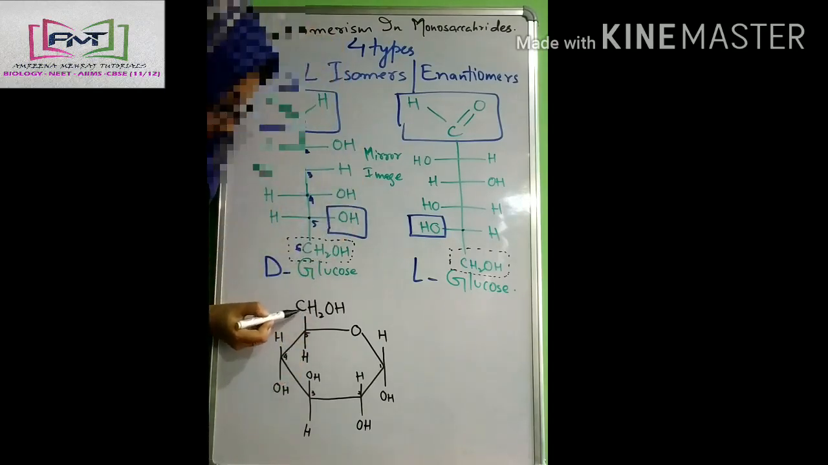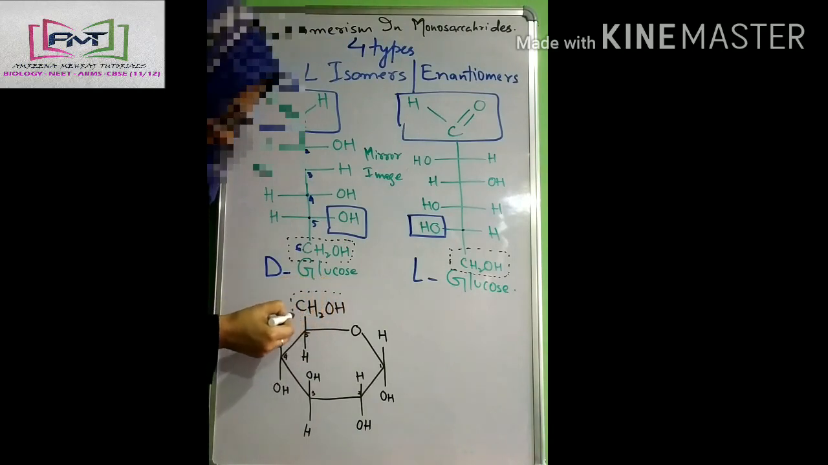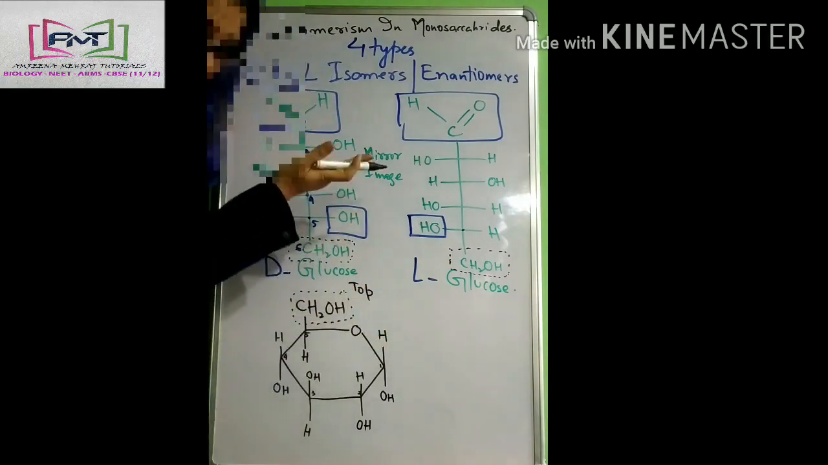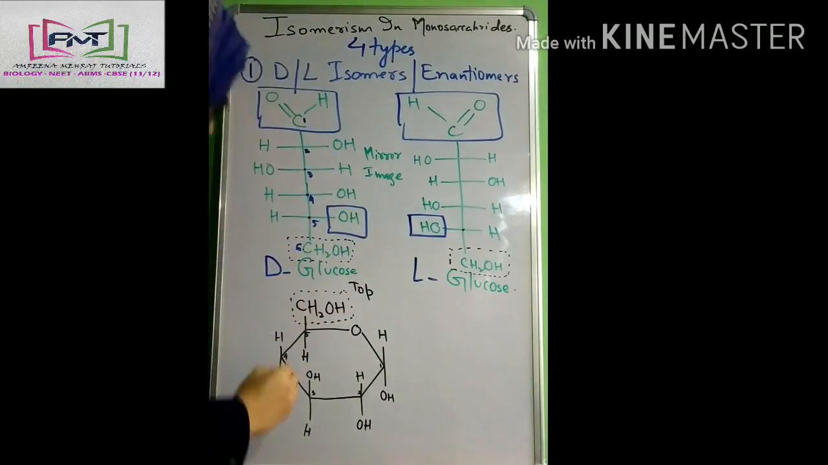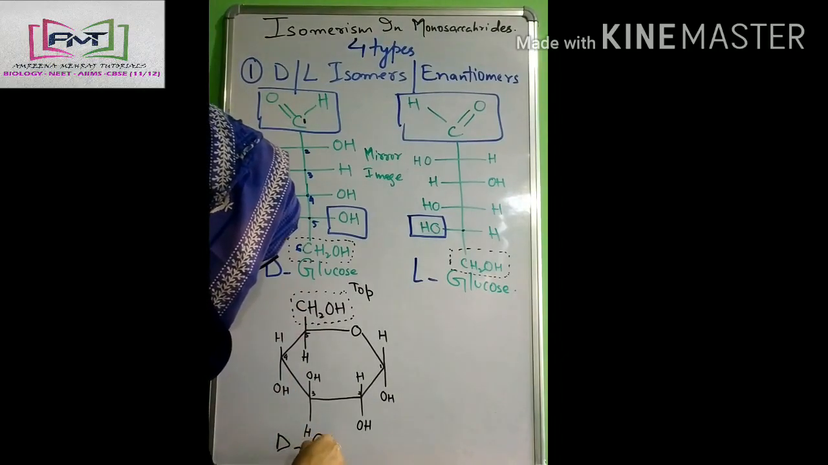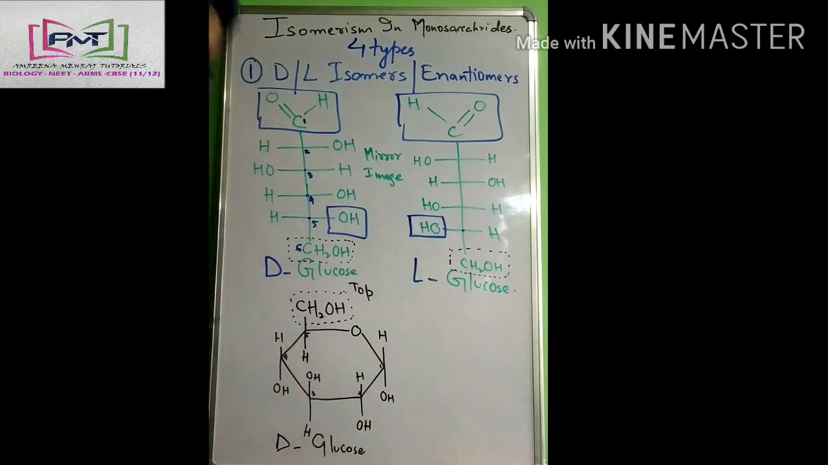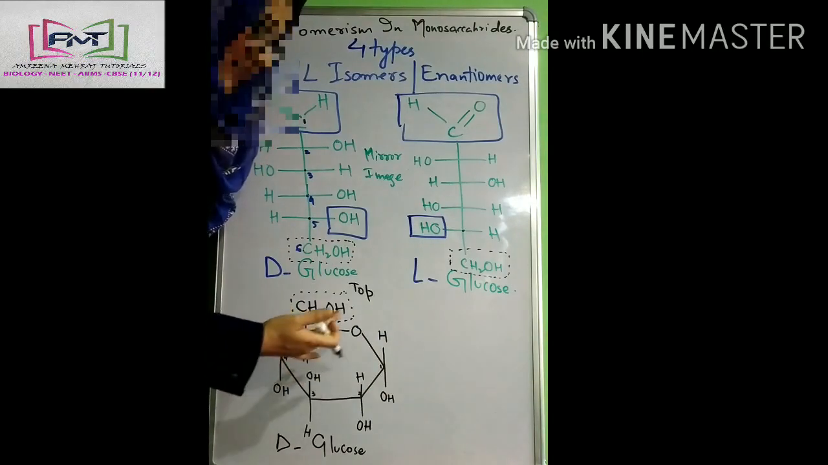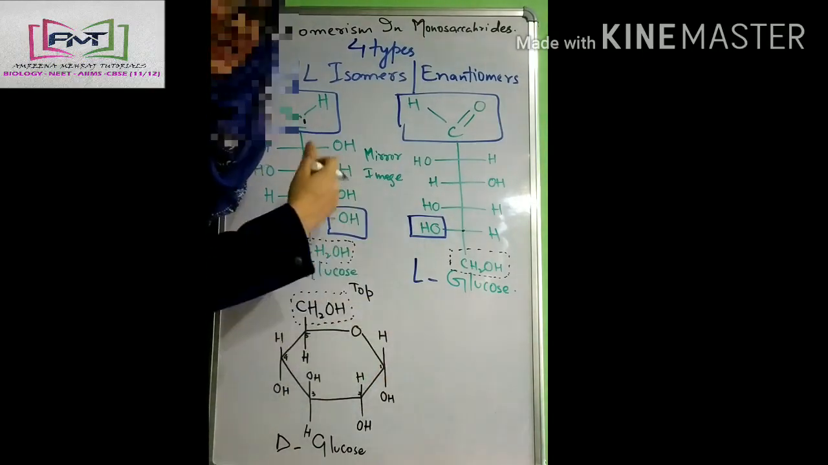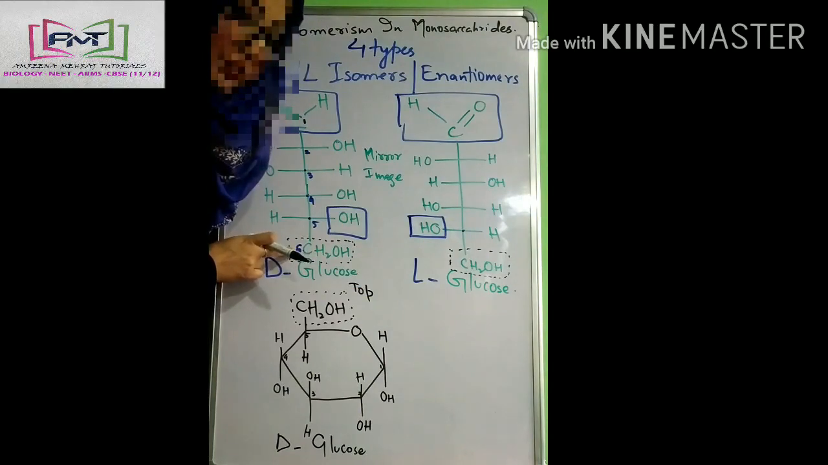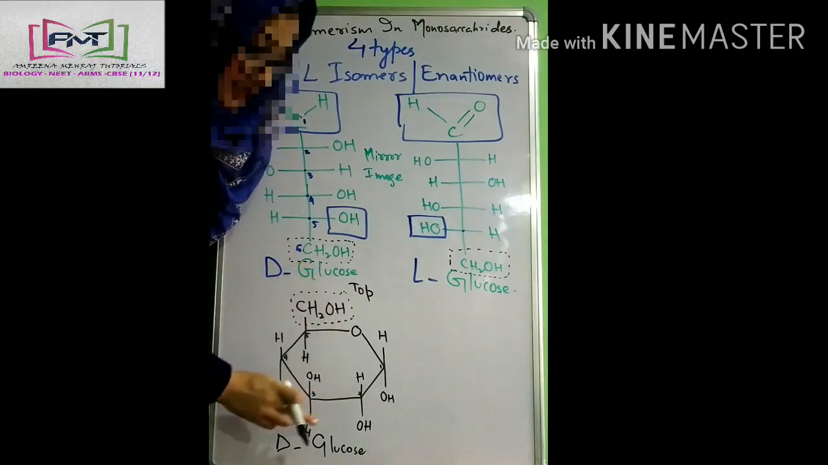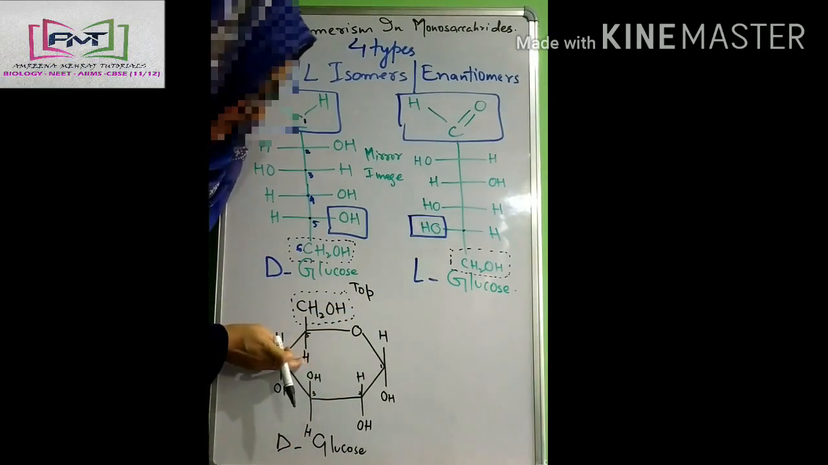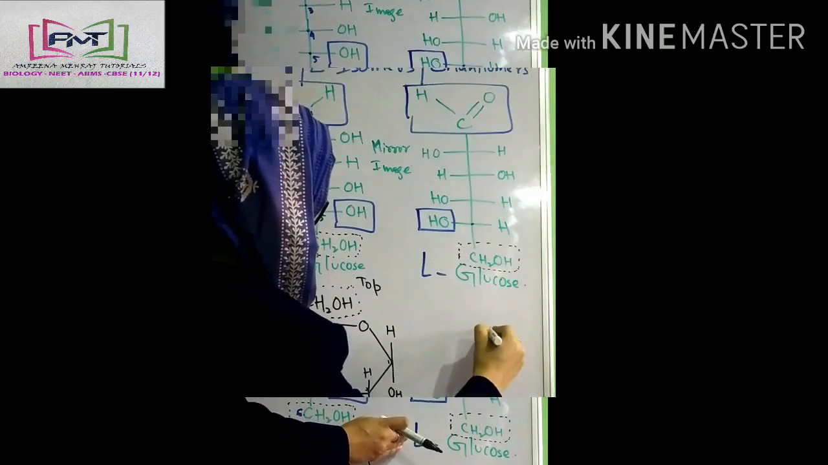Now, I have placed this CH2OH group towards the top of the plane. If it's towards the top, then this is which glucose? D-glucose. So that's why I said your point of attention will now change. When you have ring form, you don't have to look at chiral centers and all. You have to look at CH2OH. If it's towards the top position, it's D-glucose. If you shift this group towards the bottom and you get this H towards the top, then it will become which? L-glucose.